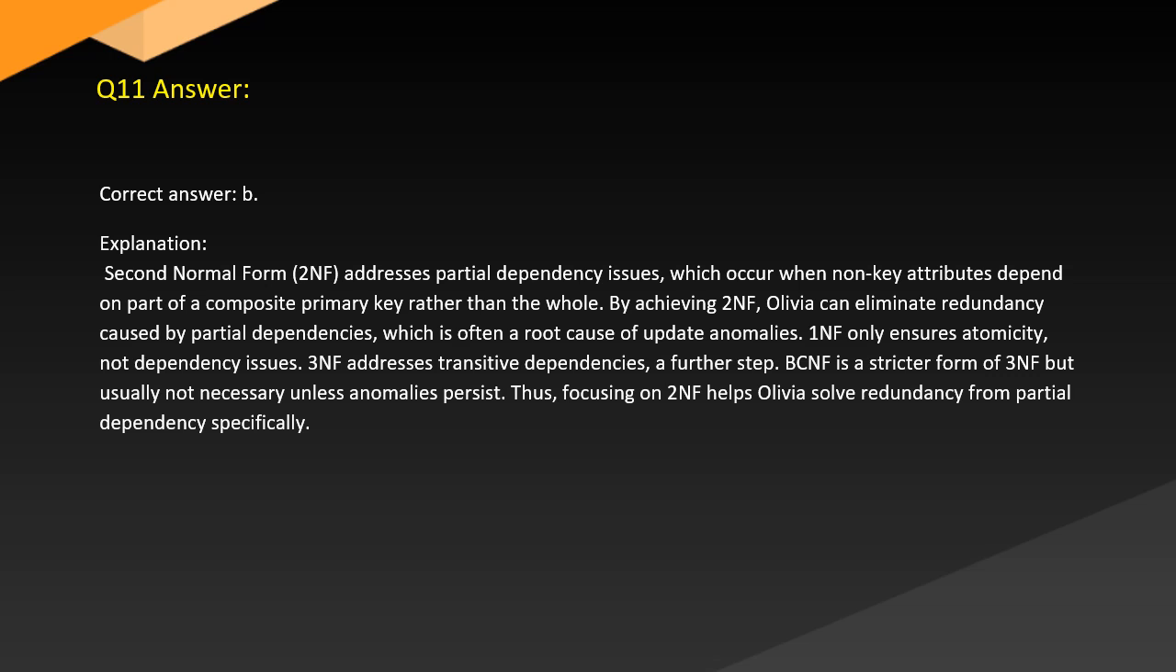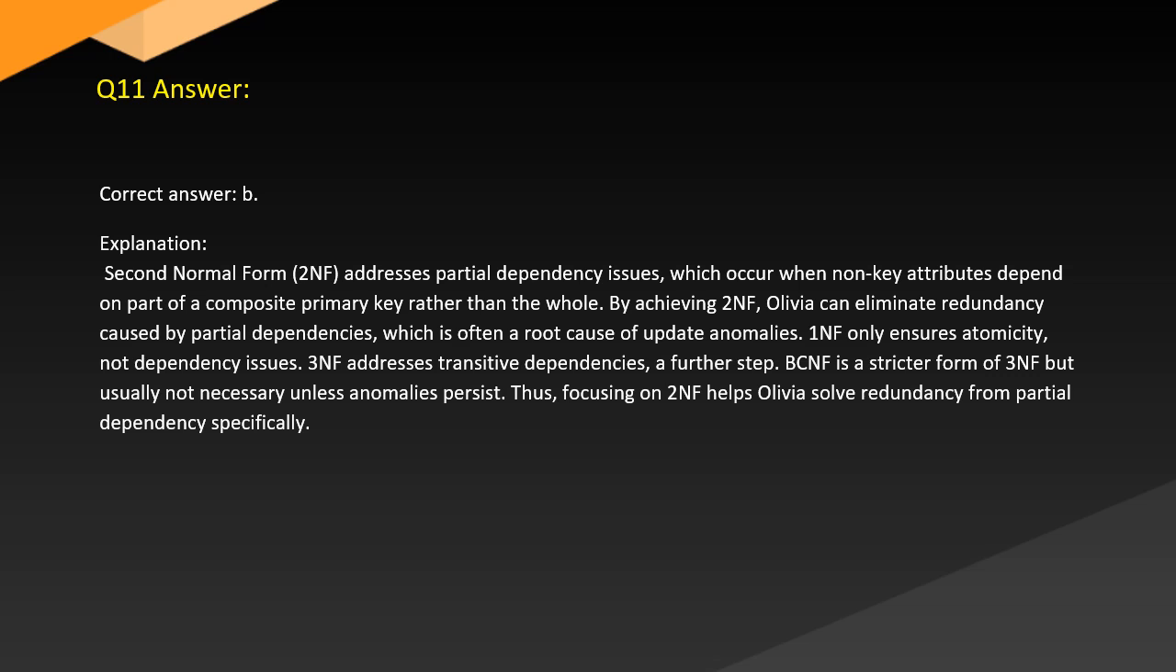Answer. Correct answer. B. Explanation. Second normal form, 2NF, addresses partial dependency issues, which occur when non-key attributes depend on part of the composite primary key rather than the whole. By achieving 2NF, Olivia can eliminate redundancy caused by partial dependencies, which is often a root cause of update anomalies.